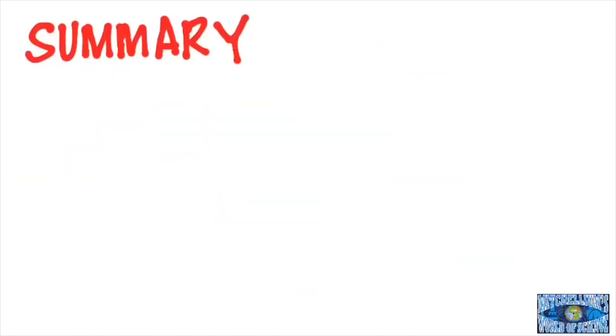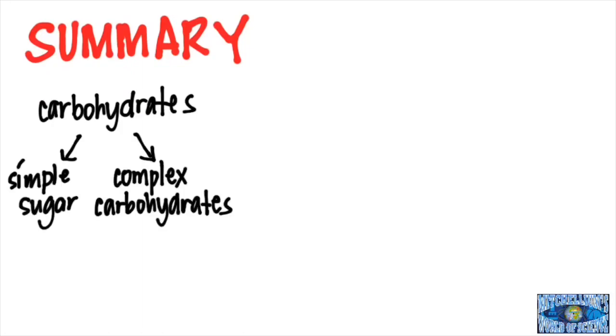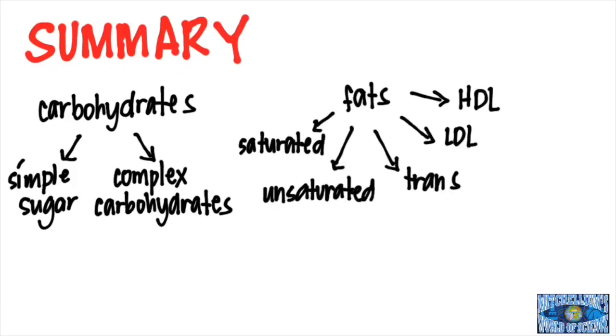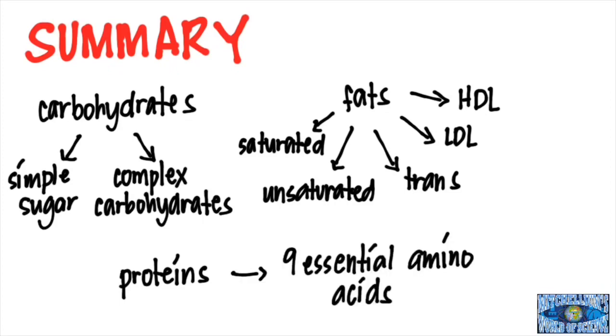So in summary, we discussed carbohydrates, simple sugars and complex carbohydrates, fats and the different types of fats, and proteins and the 9 essential amino acids.